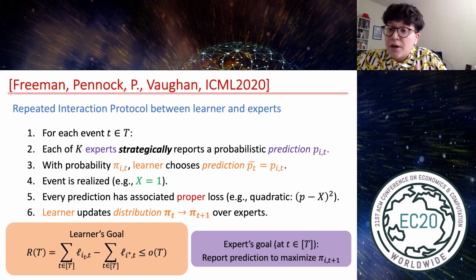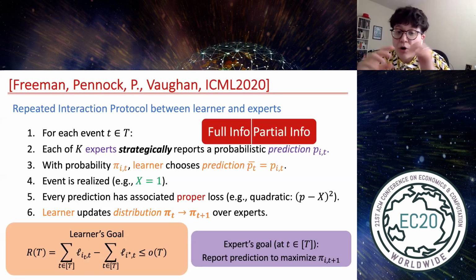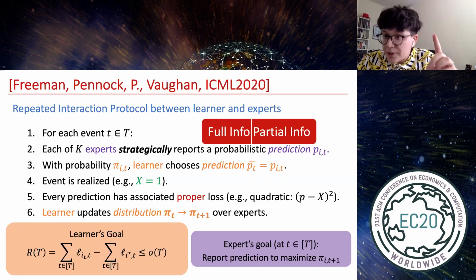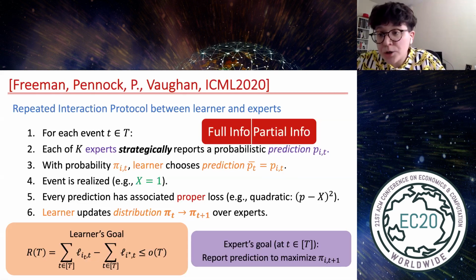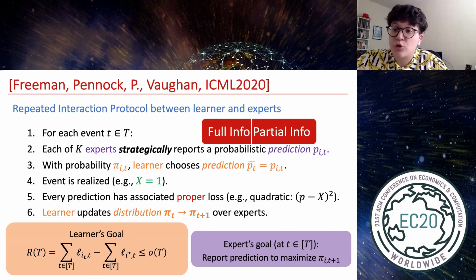And Nika mentioned yesterday that we focus on full information or partial information settings when we are talking about the prediction with expert advice problem. Full information is when you can actually observe all of the reports of the agents, and partial information is when you can only observe the report of the expert that you choose to play at the particular round.